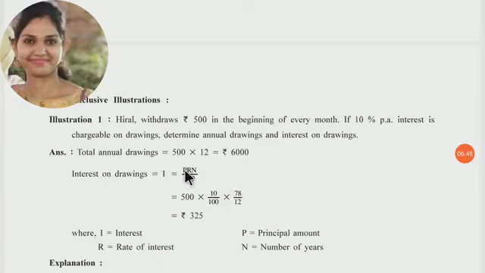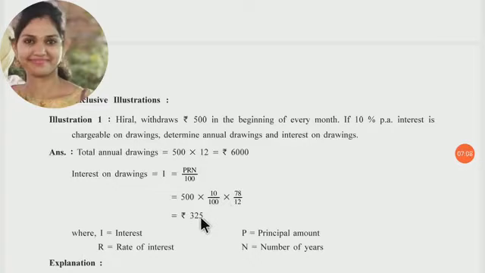So here P means the principal amount. What is the principal, the monthly amount of drawing? 500 into 10 by 100 into 78 by 12. So you will get the interest on drawing. See this, interest on drawing is rupees 325.